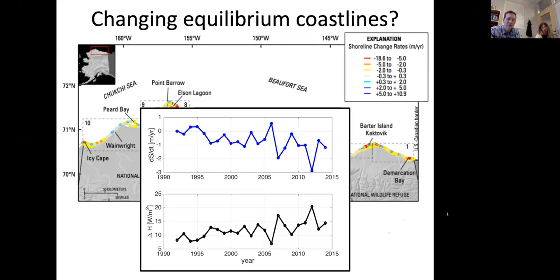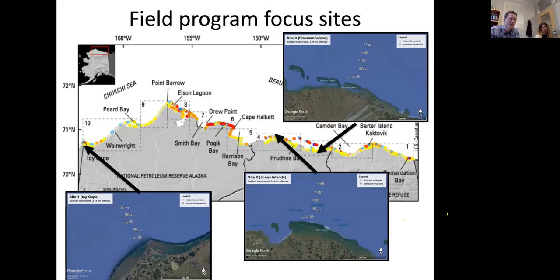Of course, we're also doing some more detailed work. We're working at 3 field sites. So here are the 3 field sites. They are at Icy Cape, over here between Wainwright and Point Lay. And then they are the Jones Islands, which are to the west of Prudhoe Bay. Nuiqsut's over here, Harrison Bay is over here. And then the Flaxman Island site, which is to the east of Prudhoe Bay, not all the way to Kaktovik, but to the east. At these sites, we're just studying the natural processes.